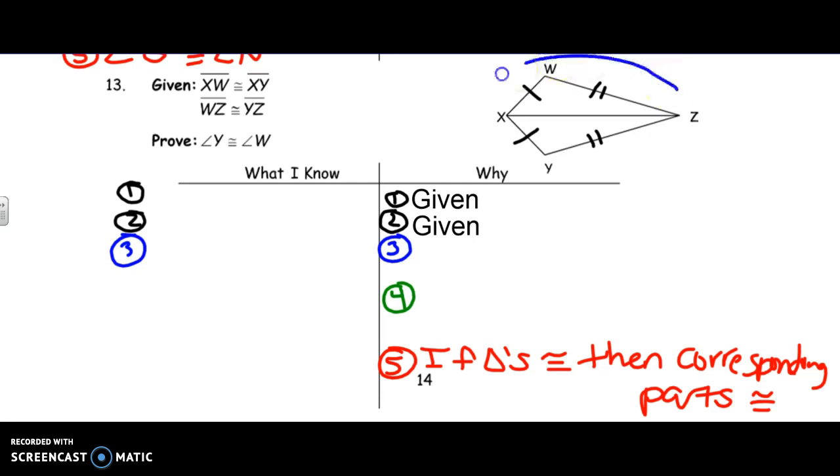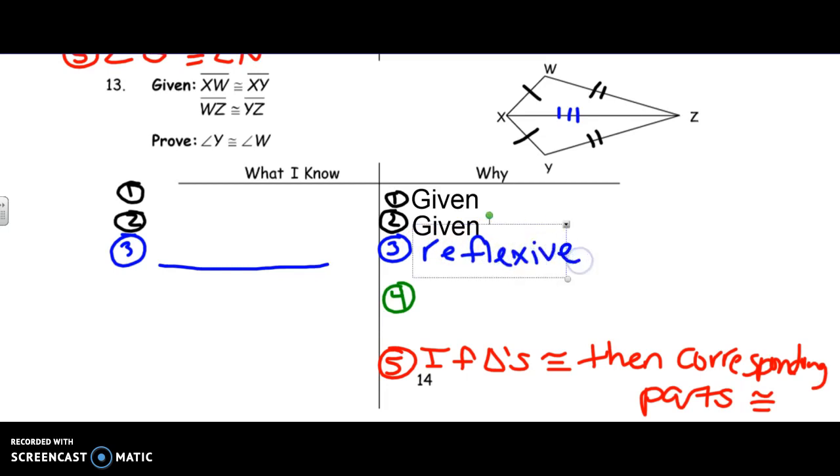I have drawn onto the picture the stuff I already knew, but let's also add the stuff I'm going to know without any assumptions. Don't I know that XZ is congruent to XZ? That's what would go right here. And the reason is because of reflexive. And as soon as I have that, I can see that the triangles are congruent.